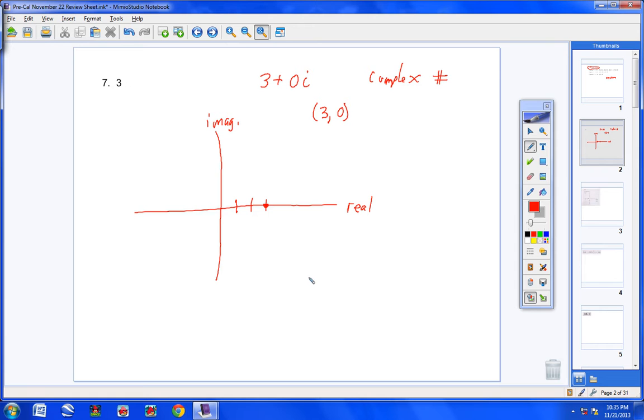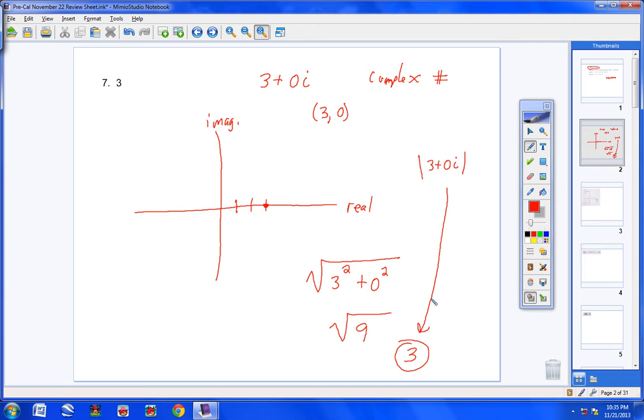Now, the directions also say to find the absolute value of this complex number. Well, remember how to do that? We take the square root and we take this number here and we square it. And we take this number here that's with the i and we square it. And we add those two numbers together and take the square root. So 3 times 3 is 9, 0 times 0 is 0, 9 plus 0 is 9, and the square root of 9 is 3. So there's the absolute value. We would write it like this: the absolute value of 3 plus 0i is 3. Okay? All right, let's continue on.